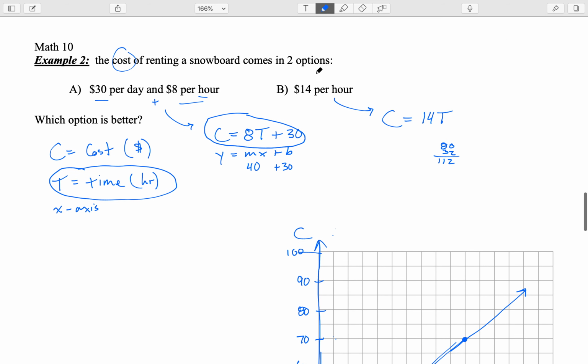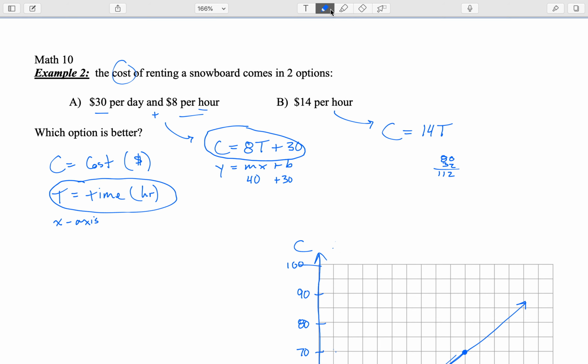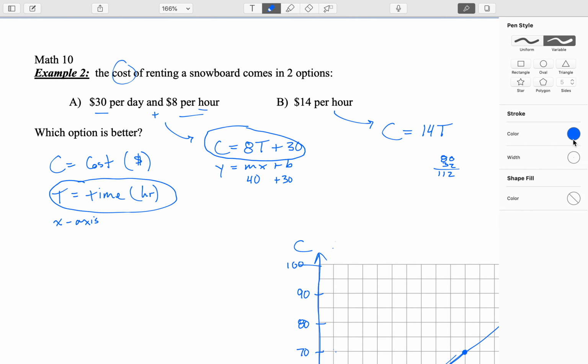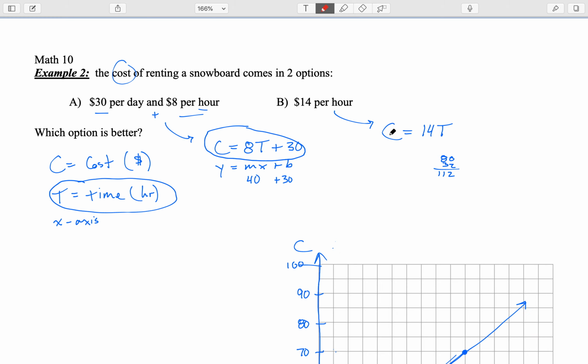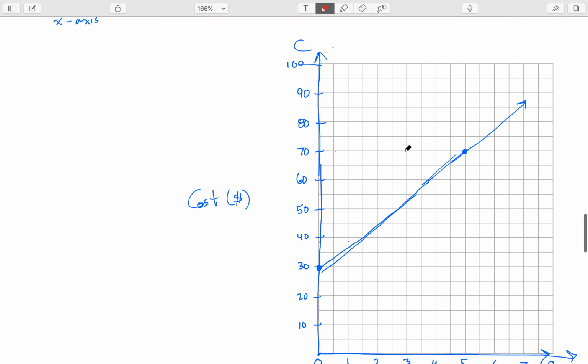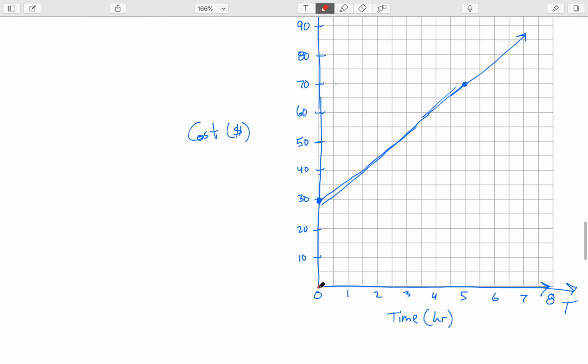Now I'm going to do this one in a different color. Let's do this one in red, just so it'll really stand out. $14 per hour. Now, this is like saying y equals mx plus b. It starts at 0 and it has a slope of 14. So this graph is going to start here and it goes up 14. Now don't count up 14 and over 1 because that's not up 14, right? So up 14 and over 1 is around there.